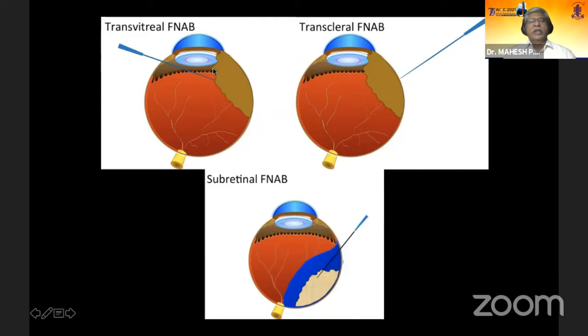The most common technique which I use is a transvitreal fine needle aspiration biopsy, where you would put on an indirect ophthalmoscope and then visualize the fundus, and using a 20 gauge or a 22 gauge or a 24 gauge, usually a 24 gauge needle, from the opposite side, enter through the pars plana, go transvitreally into the lesion through the retina, and aspirate a little bit of the lesion and send it for cytology or histopathology.